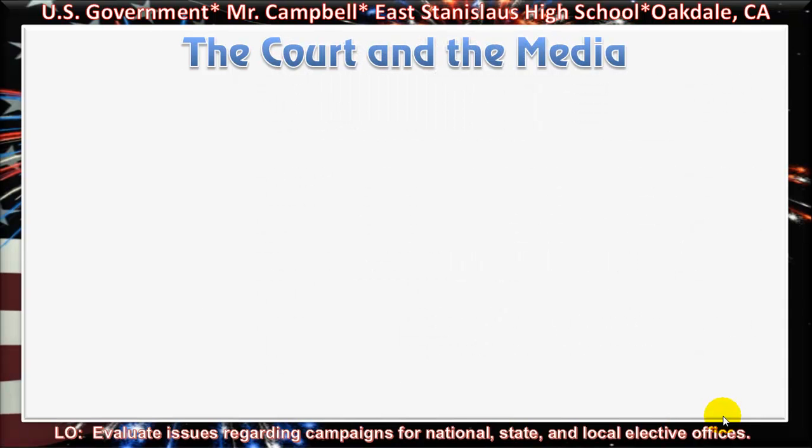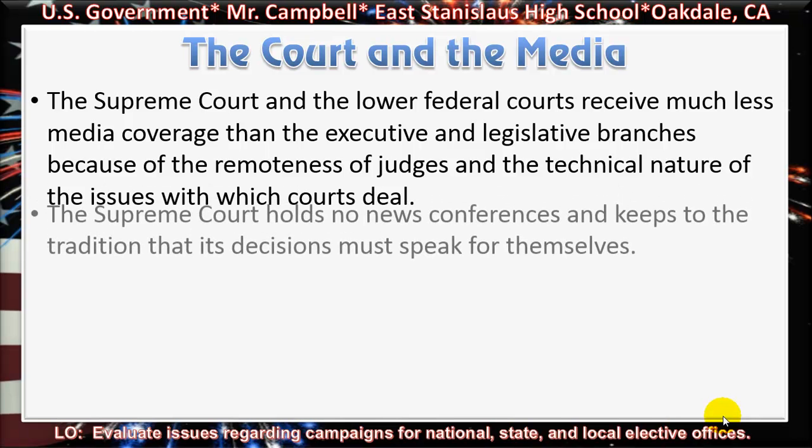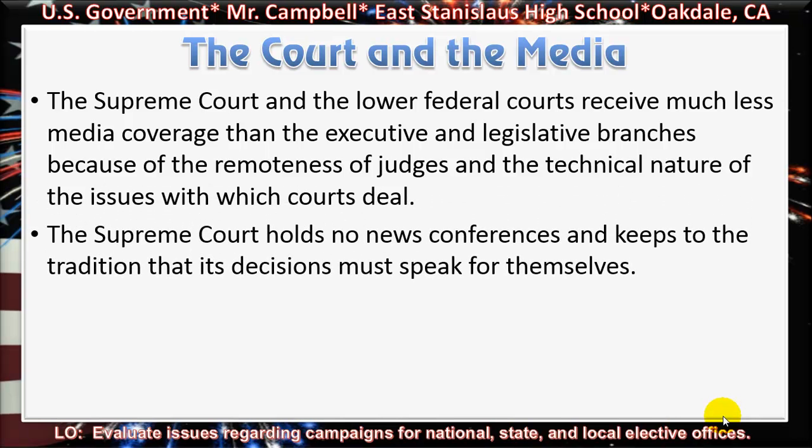The court and the media. The Supreme Court and the lower federal courts receive much less media coverage than the executive and legislative branches because of the remoteness of judges and the technical nature of the issues with which the courts deal. The Supreme Court holds no news conferences and keeps to the tradition that its decisions must speak for themselves.